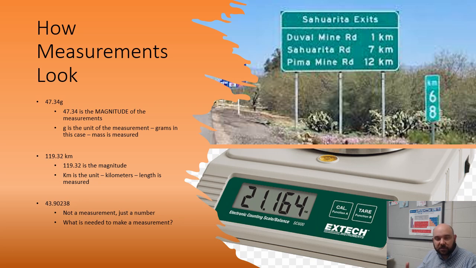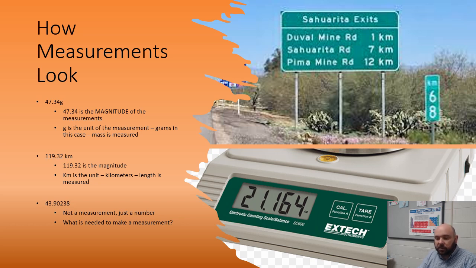And so we have some examples here on the slide. The first one looks like one that you will probably see quite a few times during the lab portion of this class. Something that looks like 47.34 g looks like a measurement that you would take off one of the electronic balances, and of course g here stands for grams, which is our standard unit of mass.